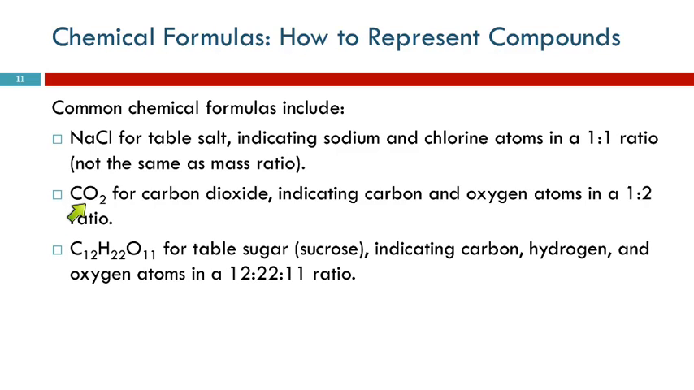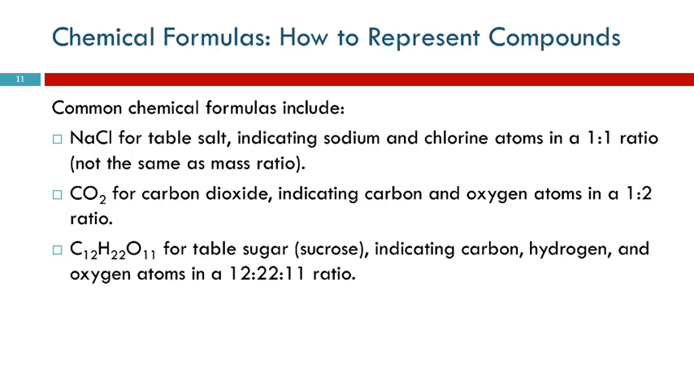CO2 is the symbol for carbon dioxide. There's no subscript after the carbon, so we understand there's 1 carbon, and O2 tells us there's 2 oxygens. So we have a 1-to-2 ratio of carbon to oxygen atoms. This is the formula for table sugar, sucrose, C12H22O11. So this ratio is a little more complicated. 12 carbons for every 22 hydrogens and 11 oxygens.